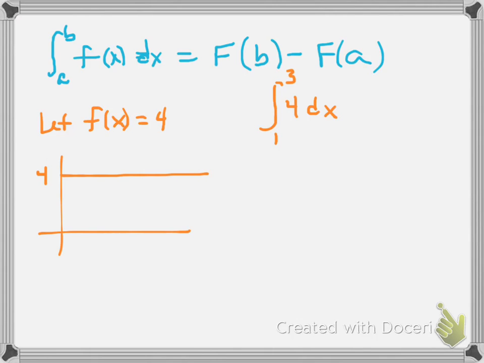So let's add a little bit of detail to our graph here. We're only going from 1 to 3. So boom, boom, boom right here. So basically what they're asking us for is the area of this segment. So let's start with what we know. We already know that if we were to do geometrically the area here, that it would give us an area of 8. So no surprise there.